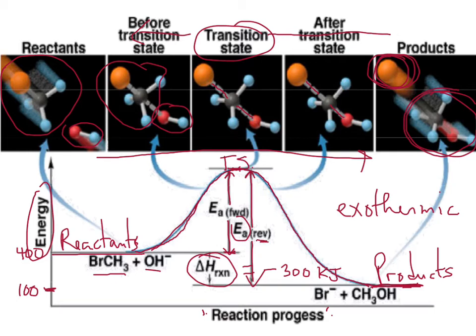If we were to put a number for the transition state, suppose it was at 1,000 kilojoules, then the activation energy for the forward reaction would be 600 kilojoules, 1,000 minus 400. The activation energy for the reverse reaction would be 900 kilojoules, 1,000 minus 100. Since the forward activation energy here is smaller than the reverse, the forward rate is faster and the reverse rate is slower.